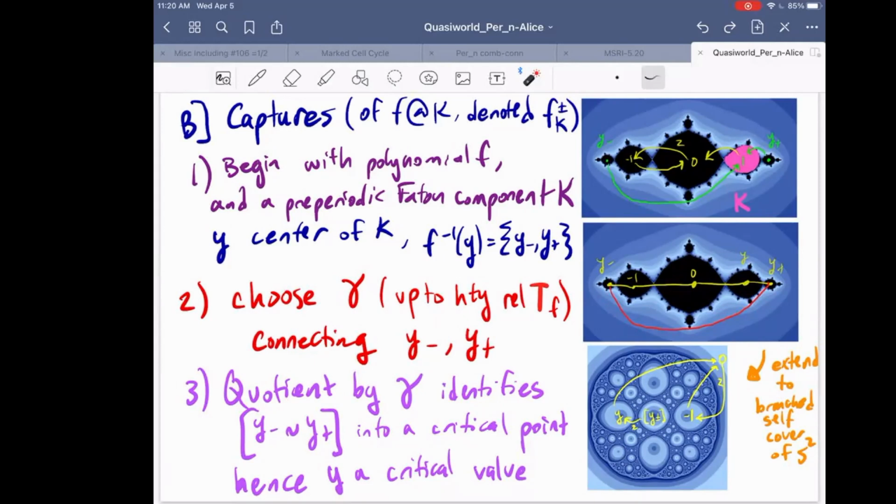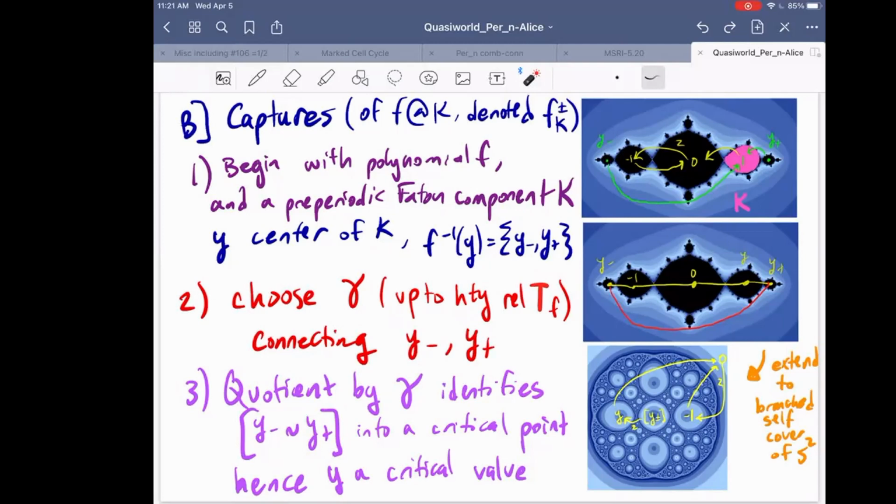When we quotient out by gamma, this identifies this point y minus to this point y plus. These were both the preimages of y, so these both map here. This means we've artificially turned y into a critical value because its two preimages have been manually smushed together into a critical point. Of course, this is a surgery. There's no reason to expect this to actually be a rational map. But when we have this forward invariant graph, we can extend it uniquely to a branched self-cover of the sphere. And then we can check if it is equivalent to a rational map.